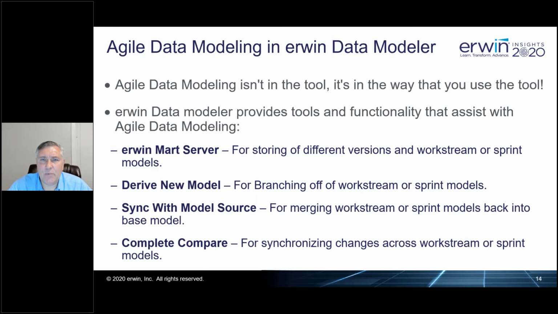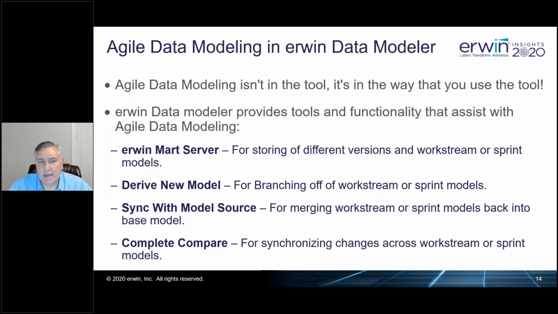Now, traditionally, when we work in an Agile environment, one of the key things is we like to branch off models. We need to branch off models for each of the work streams or sprints and work with them isolated from other models and from the base model. And to be able to do that, I like to use the derived new model feature. Now, that's a great way of separating your model out, but yet keeping the ties back to the base model all the time.